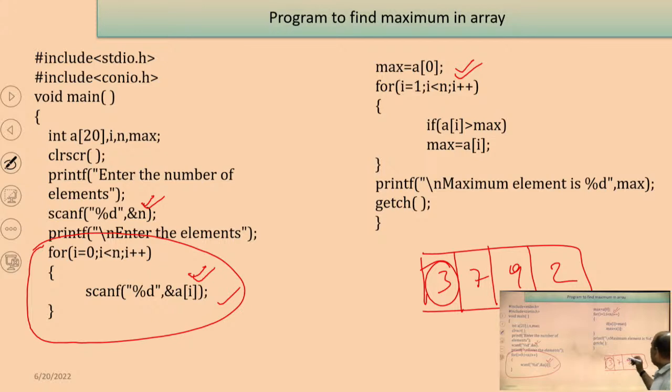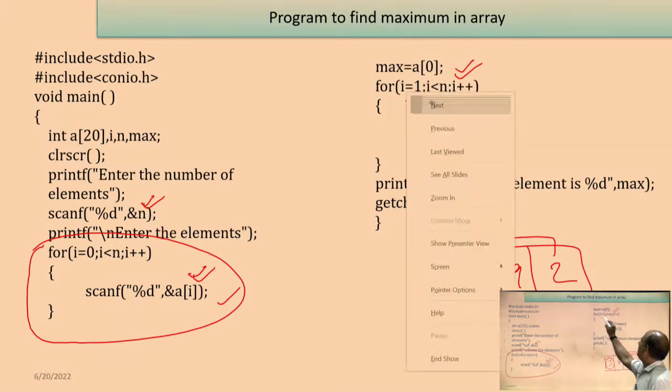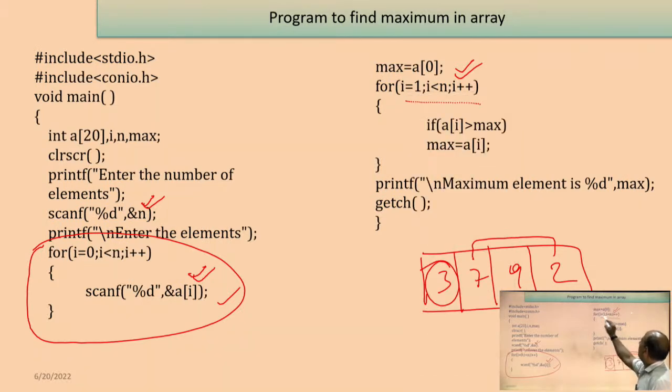Now we will access each element and compare it with the max, and if the next element is greater than max, the max will be updated to that element itself. Like this, we started the loop from 1 to less than n, because the first element has been assigned, a of 0 has been assigned to the max.